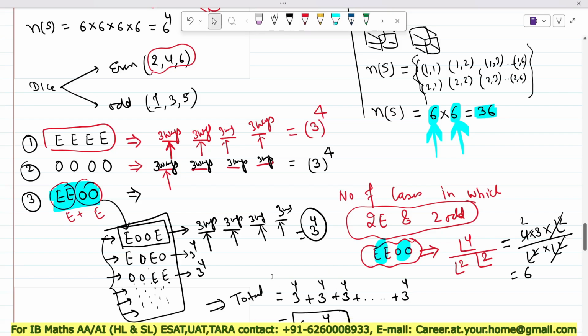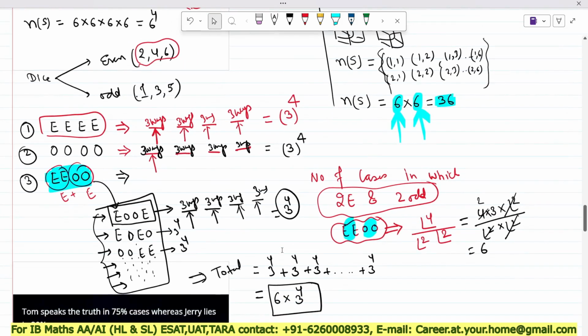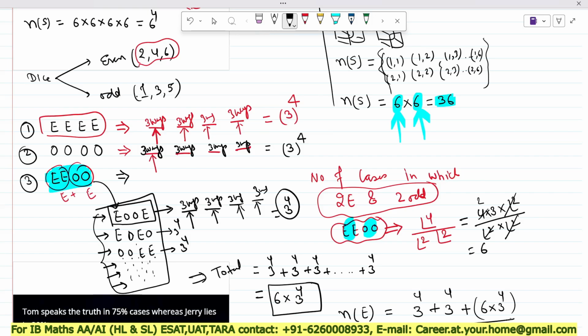Now, how many total cases? I can write n of E, the total number of favorable cases, as 6 into 3 raised to power 4. This is divided by the total number in the sample space, that is 6 raised to power 4.